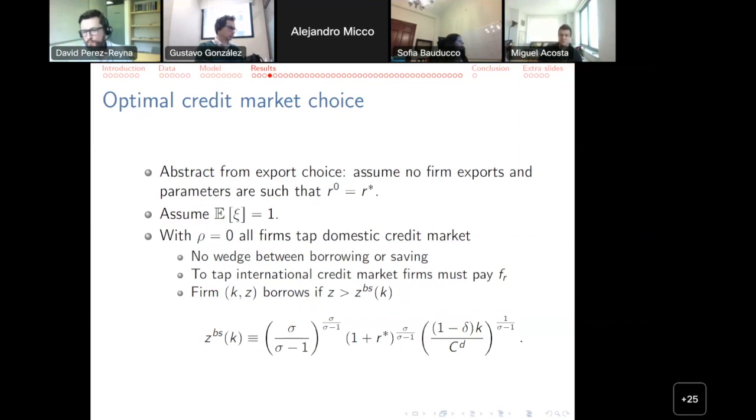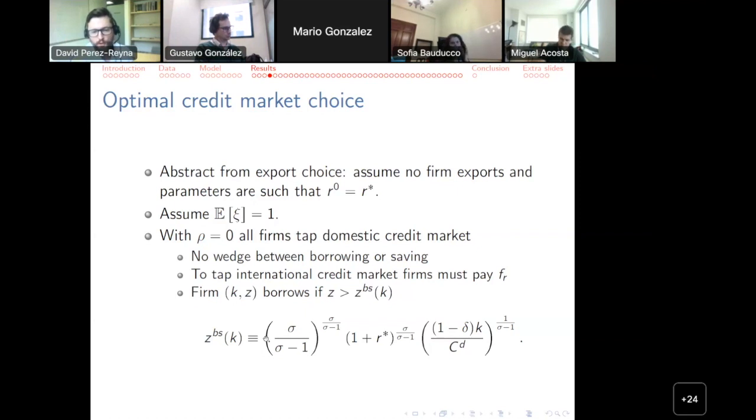And we can also find parameter values such that in the benchmark model, a benchmark model being there's full financial development, so rho equals 0, both interest rates are the same. And this is just so that we have this benchmark where all firms find it optimal to tap the domestic credit market. So now we can see what happens with that. In that benchmark model, when there's full financial development, that means there's no wedge.